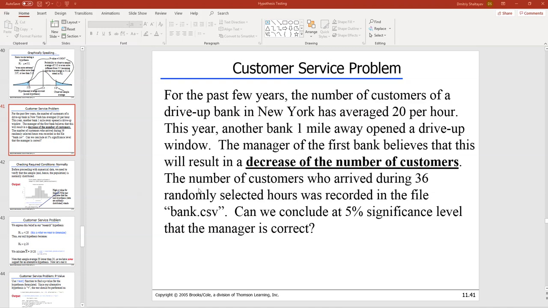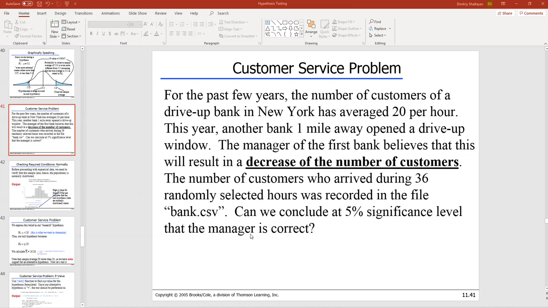So what happened is the manager of the bank decided to record how many customers are coming every hour during 36 randomly selected hours, and the results are recorded in the file bank.csv. So here's the question in the problem, the research statement. Can we conclude at 5% significance level that the manager is correct?